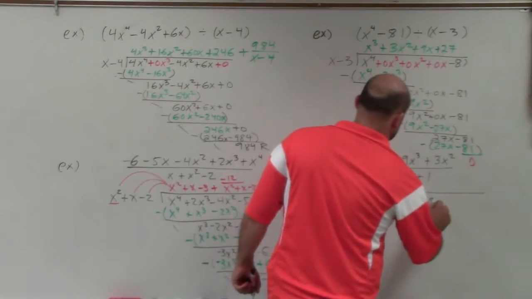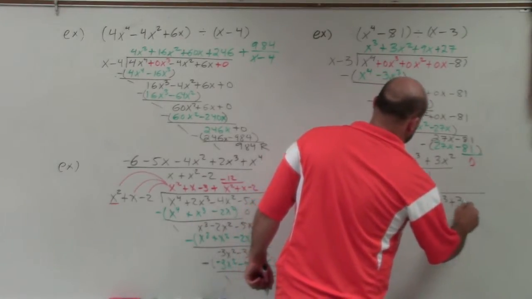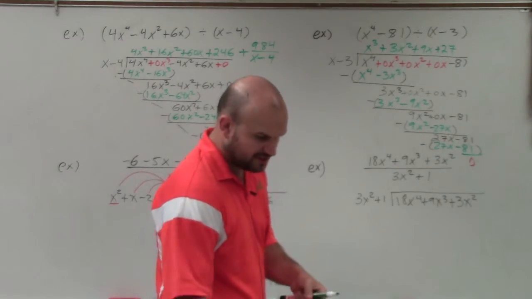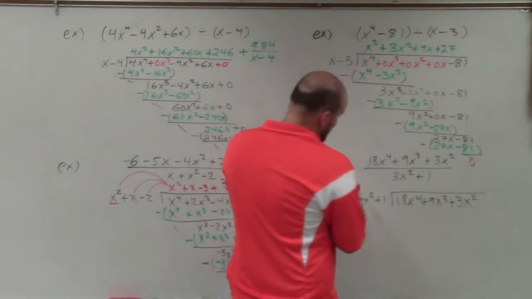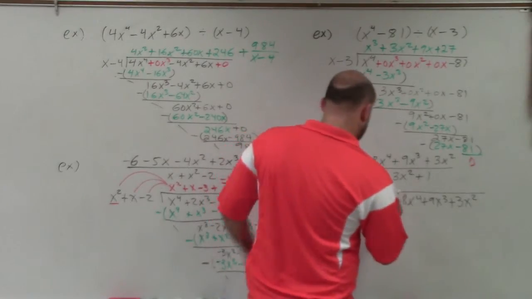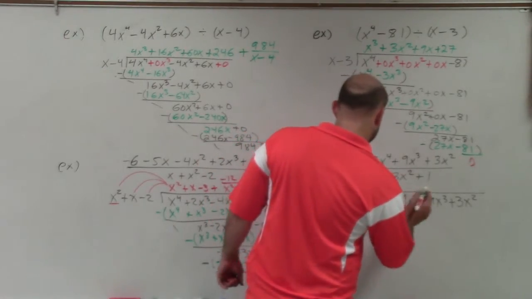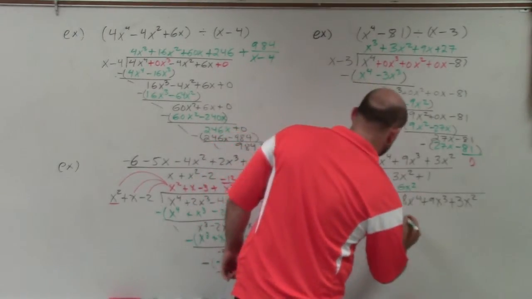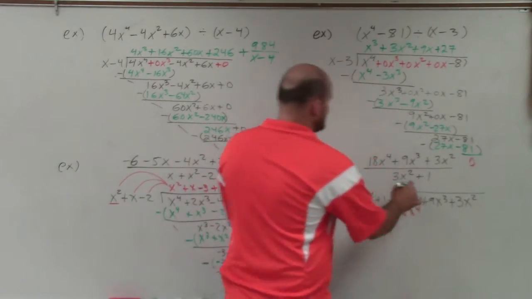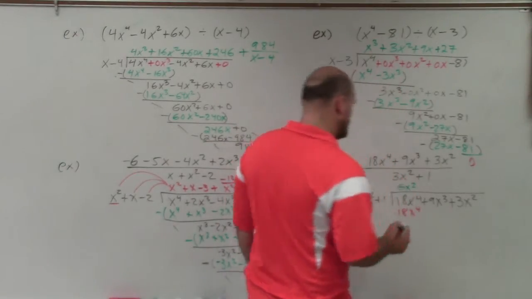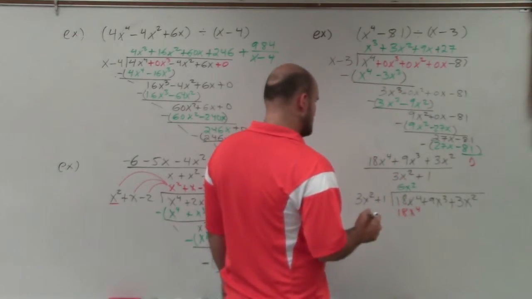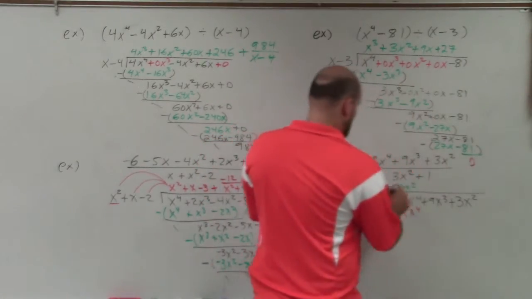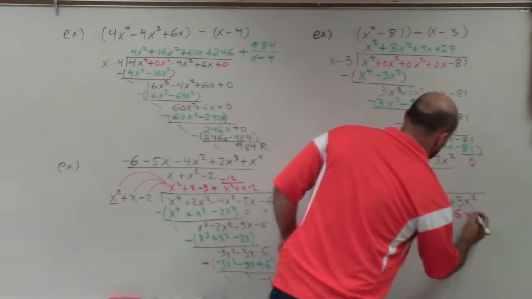18x to the fourth plus 9x cubed plus 3x squared. OK, I'll actually retire the black marker, and let's just finish the rest of it like this. So 3x squared divides into 18x to the fourth. That becomes 6x squared. 6x squared times 3x squared is going to be an 18x to the fourth. 6x squared times 1 becomes a 6x squared.